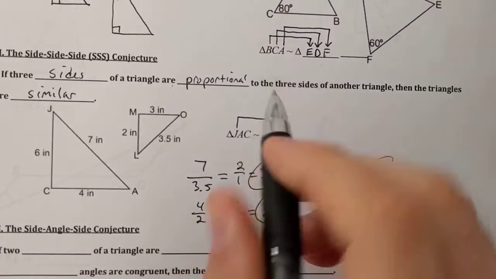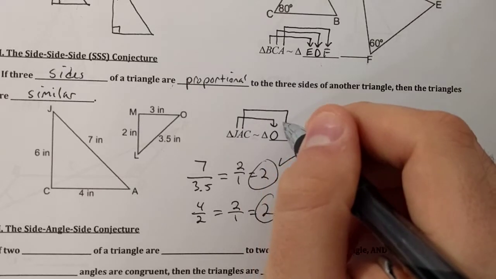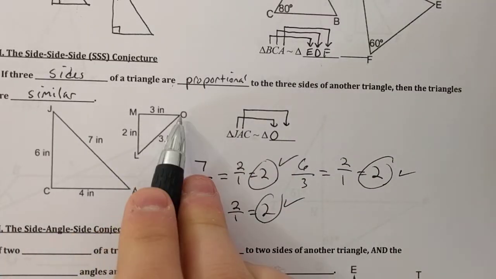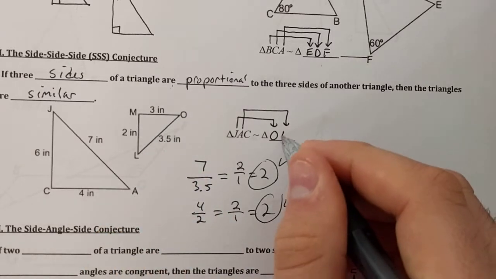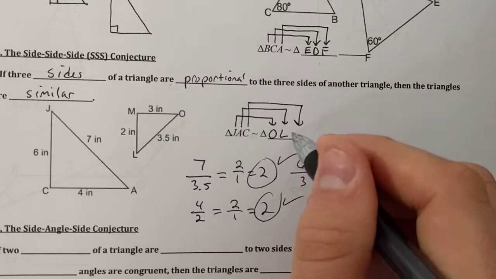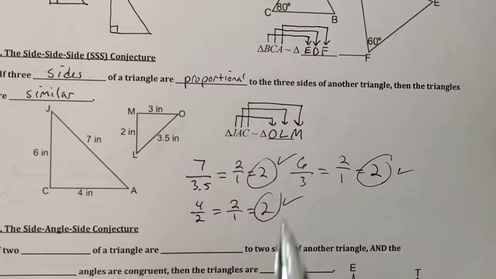And then A is going to correspond to the other side of this. That's going to be L on the side of O. And then C is going to be the last letter left, M. So triangle OLM.